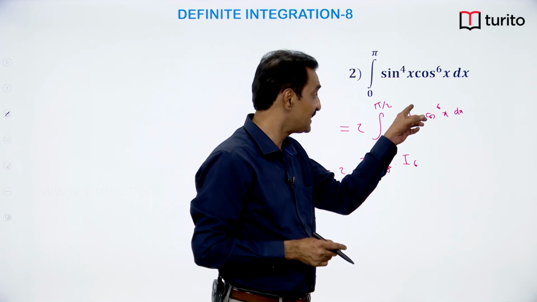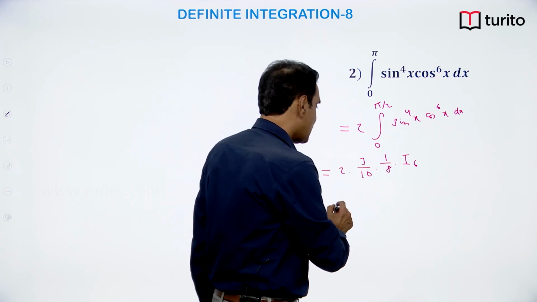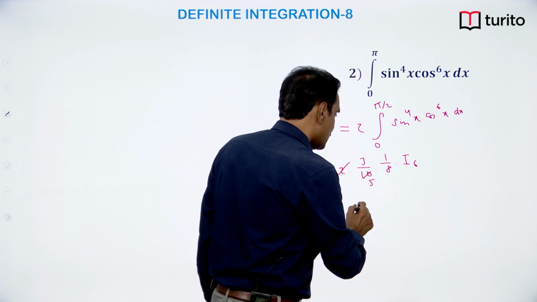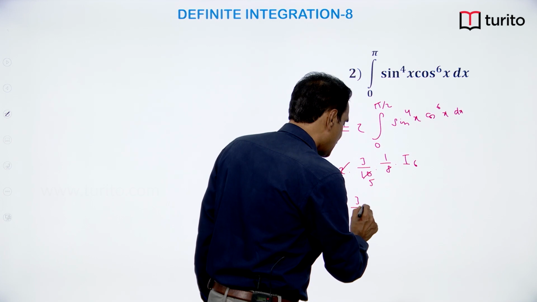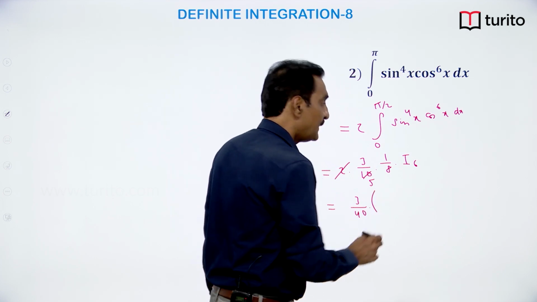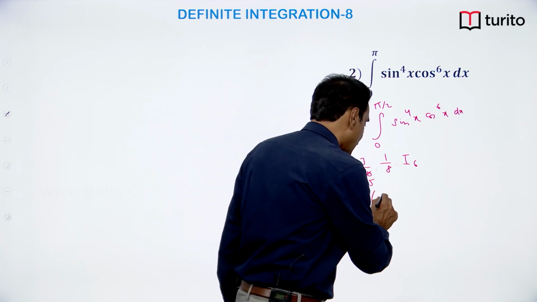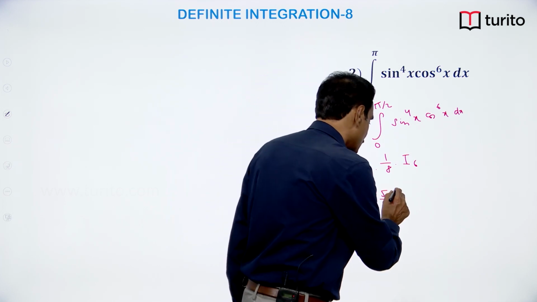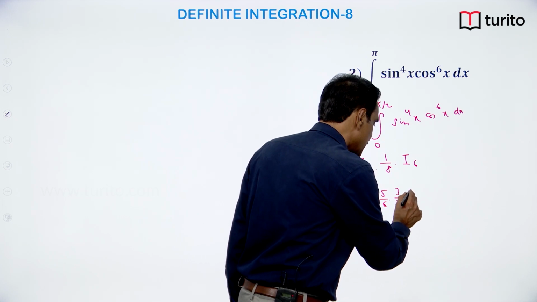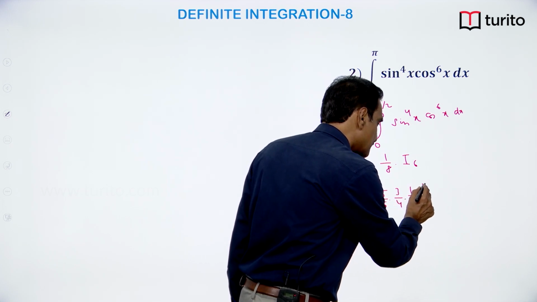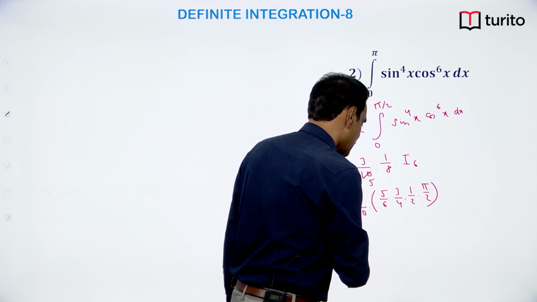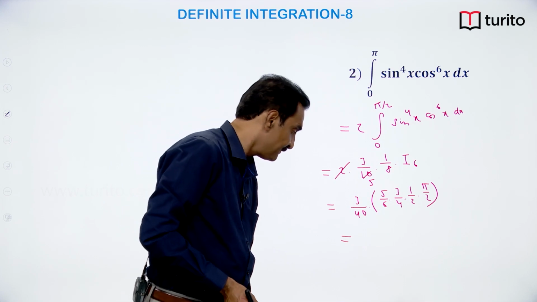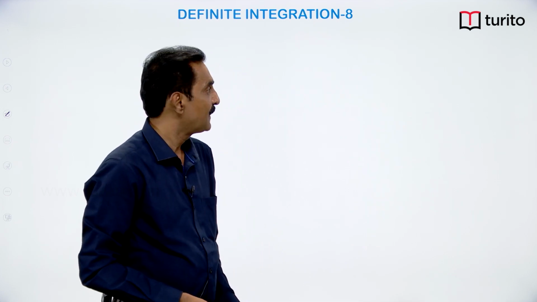Why I 0 comma 6? Because 4 is even. Now calculate its value. 2 5s, 3 by 40 into I 6. 5 by 6, first step, n minus 1 by n, subtracting 2 from the numerator and 2 from the denominator, 3 by 4, again 1 by 2 into I naught, which is pi by 2. Now you simplify and get the answer. Next question.